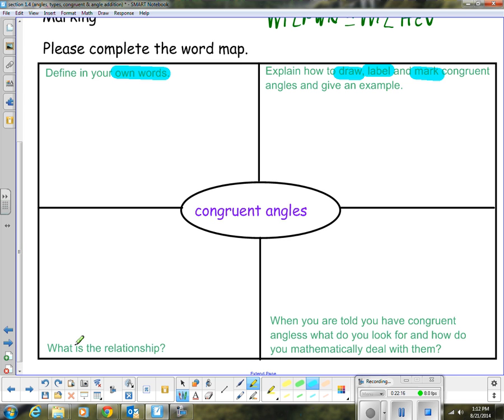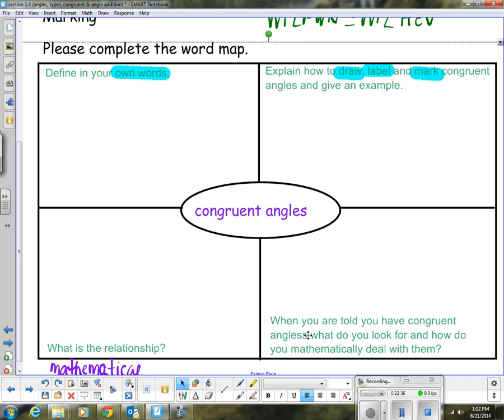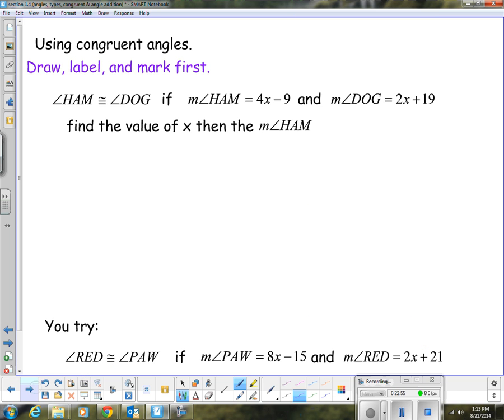Now, what is the relationship? When I talk about relationship, I'm talking about a mathematical relationship. What's special about congruent angles? What is their mathematical relationship? Based on this mathematical relationship, when you are told you have congruent angles, sorry, there's a double S there. Just ignore that S. Here, I'll just take it away. So when you're told congruent angles, what do you look for? And how do you mathematically deal with them? If you answered this question for congruent segments, it's going to be very similar.